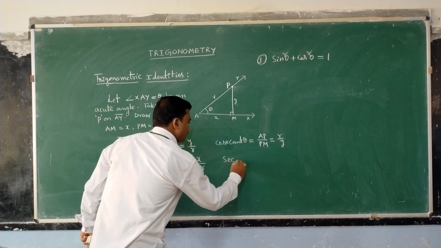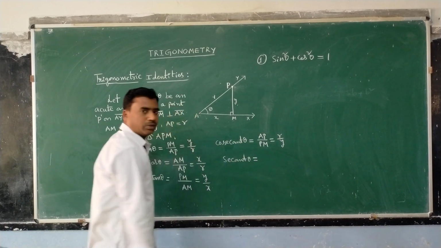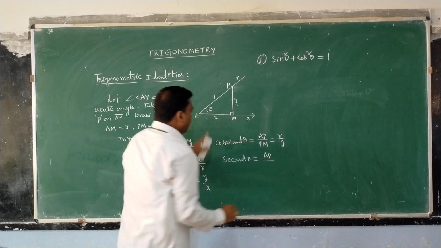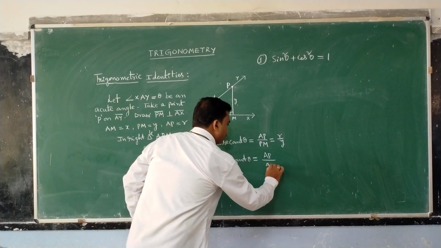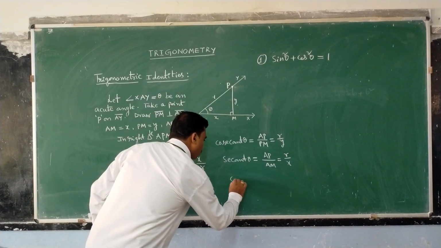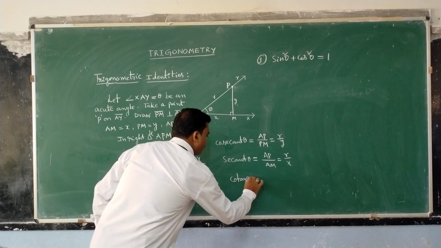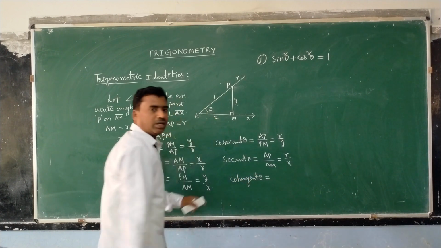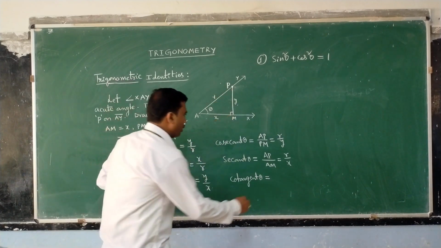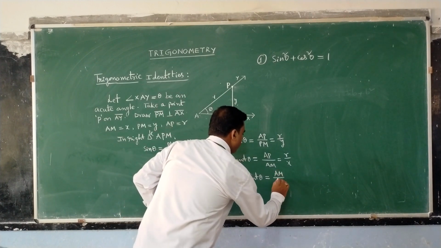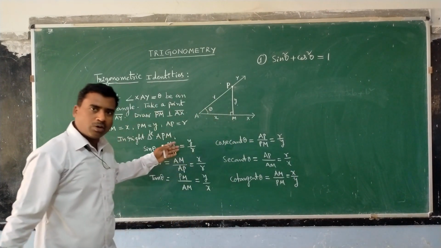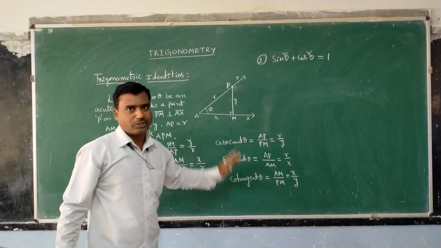And secant theta is equal to hypotenuse AP by the side adjacent to theta AM. So that is equal to r by x. And the sixth one, cotangent theta, is equal to the side adjacent to theta by the side opposite to theta, that is equal to AM by PM, that is equal to x by y. We already know the trigonometric ratios.